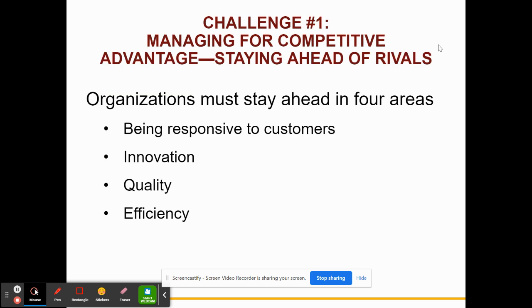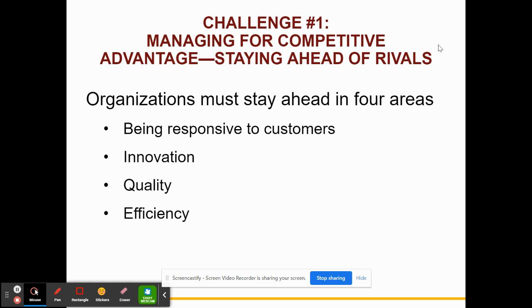Okay. So challenge 1, organizations must stay ahead in 4 areas: being responsive to customers, which goes without saying, being able to communicate with customers, dealing with any issues they may have; innovation, coming up with new and exciting and more efficient products for customers to deal with; quality, developing high quality products for individuals to own and have, is key. And then last but not least, within all that, being efficient, right? And using your time as well as you possibly can. So staying ahead of the competition in all 4 of these is an incredible challenge.